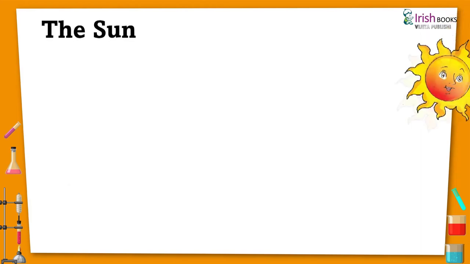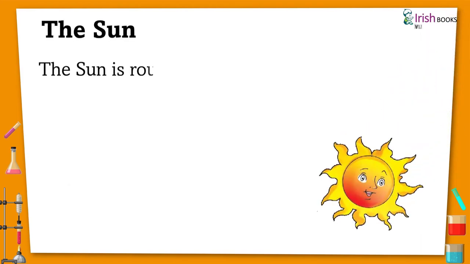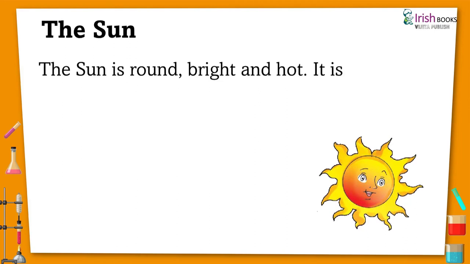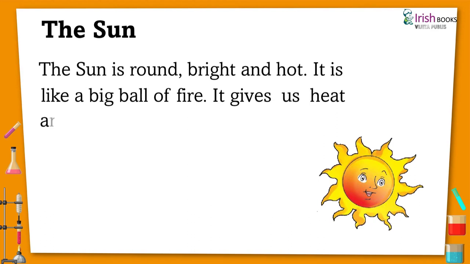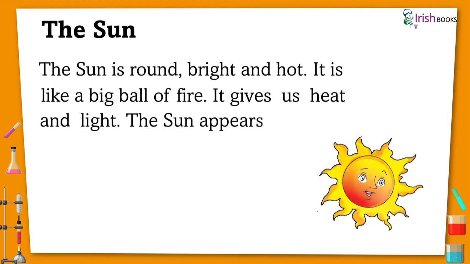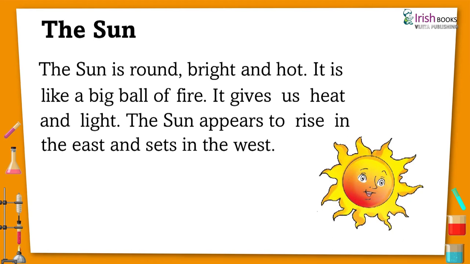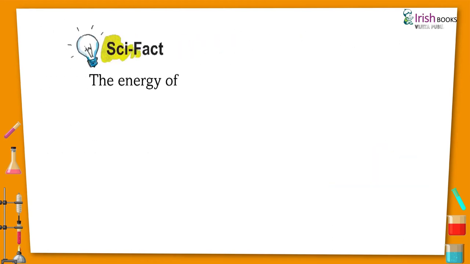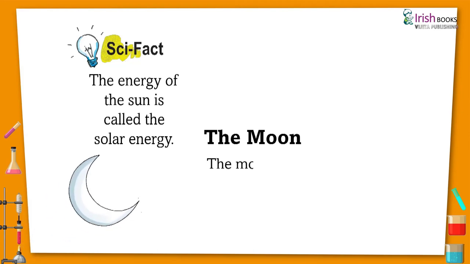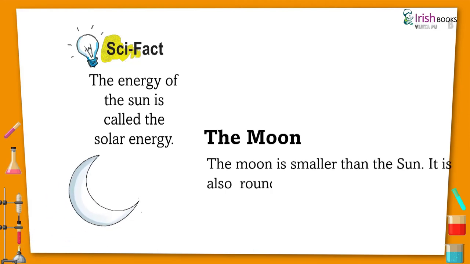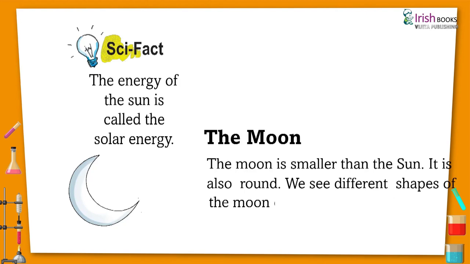The sun. The sun is round, bright, and hot. It is like a big ball of fire. It gives heat and light. The sun appears to rise in the east and sets in the west. The energy of the sun is called the solar energy. The moon. The moon is smaller than the sun. It is also round. We see different shapes of moon every night.